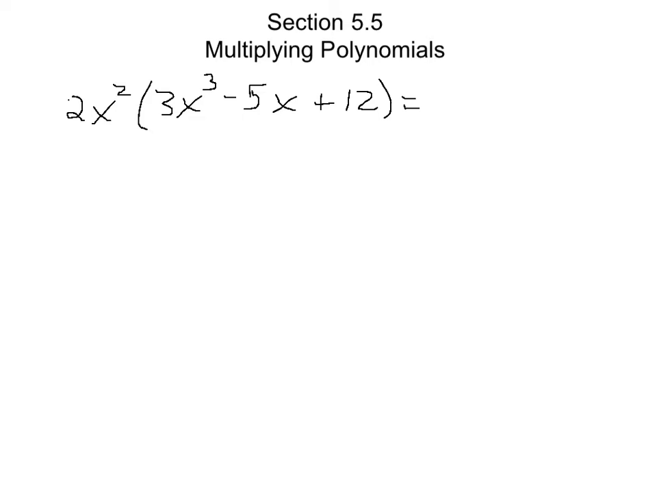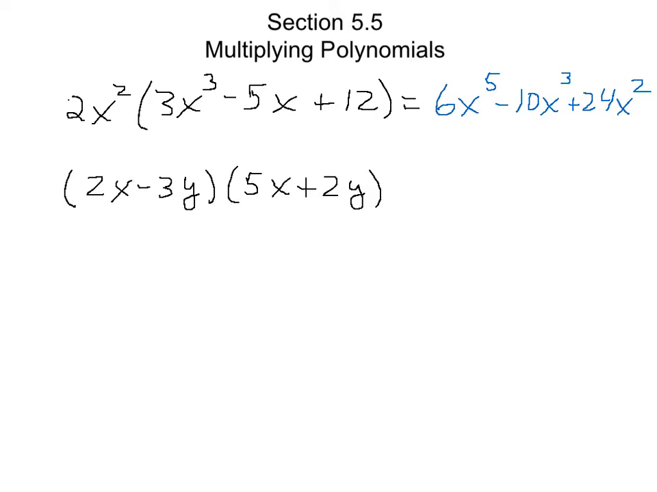And so when we multiply here through by 2x squared, we're going to get 6x to the fifth minus 10x cubed plus 24x squared. Okay, so that's pretty simple. So let's step it up one level.